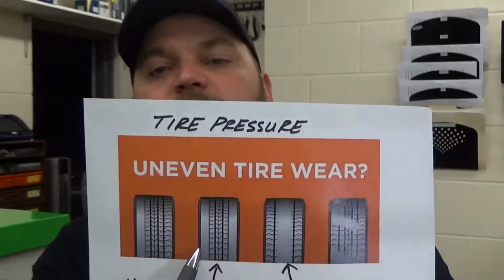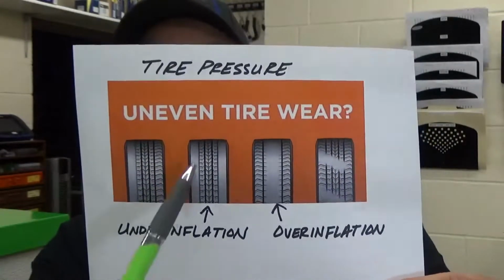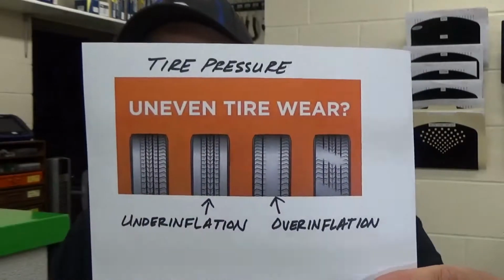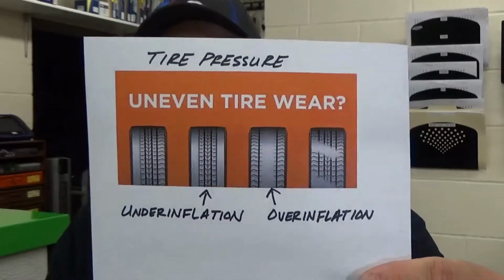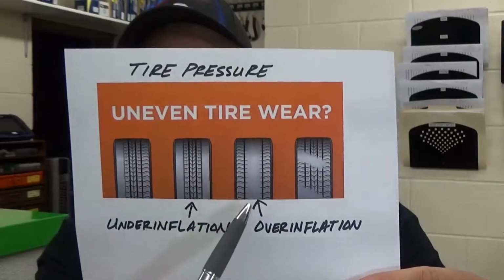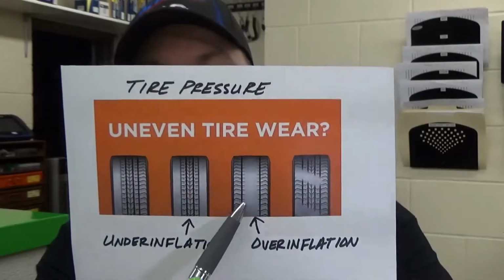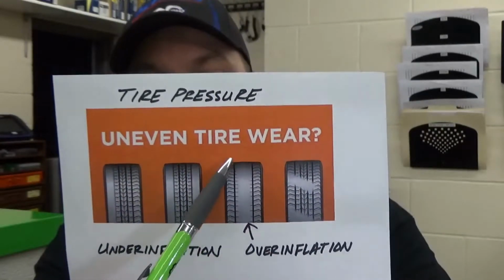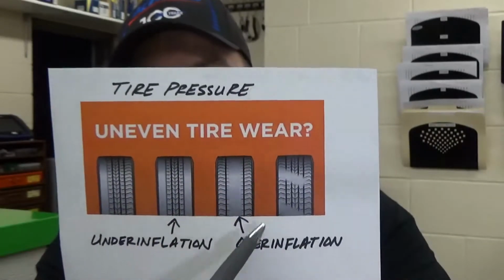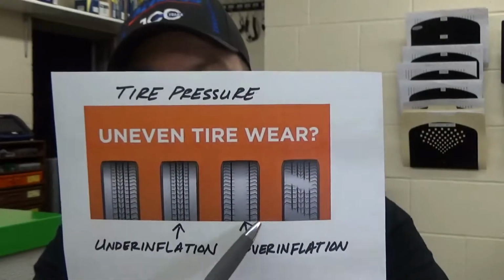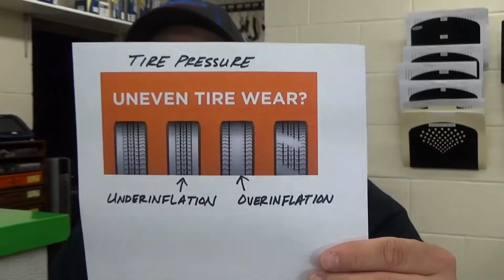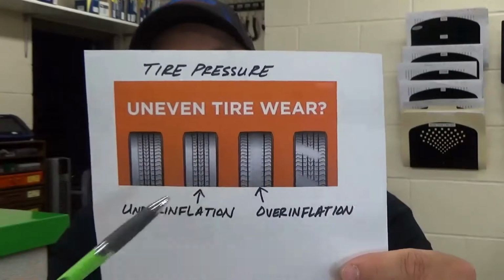Shoulder wear is caused by underinflation. The outsides of your tire are contacting the highway, but the center is not. Center wear is caused by overinflation. The tire is overinflated, so it's actually curving outward, convex shape, and only the center contacts the highway. If you see those wear patterns, that's caused by tire pressure. So those are the two that can be caused by tire pressure.